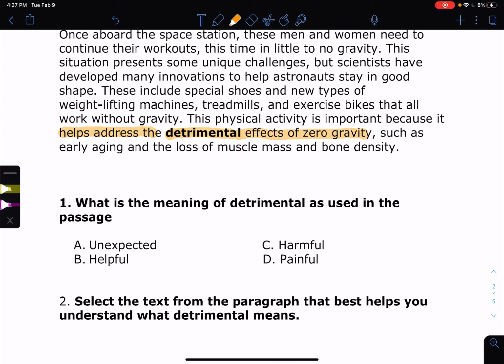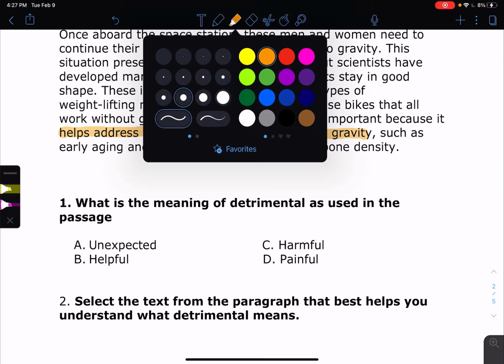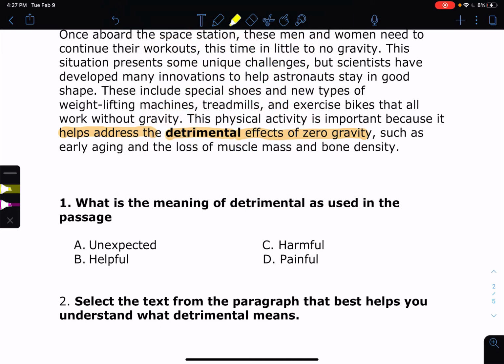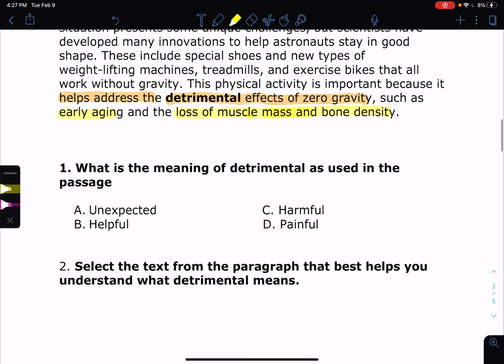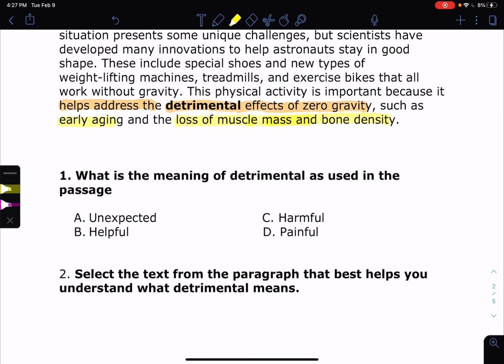Such as, so detrimental. Here they give you some examples of detrimental things that people, not just astronauts, can suffer. They can suffer early aging, loss of muscle mass, and bone density. So, what is the meaning of the word detrimental? It doesn't mean unexpected or helpful. It means harmful, right?